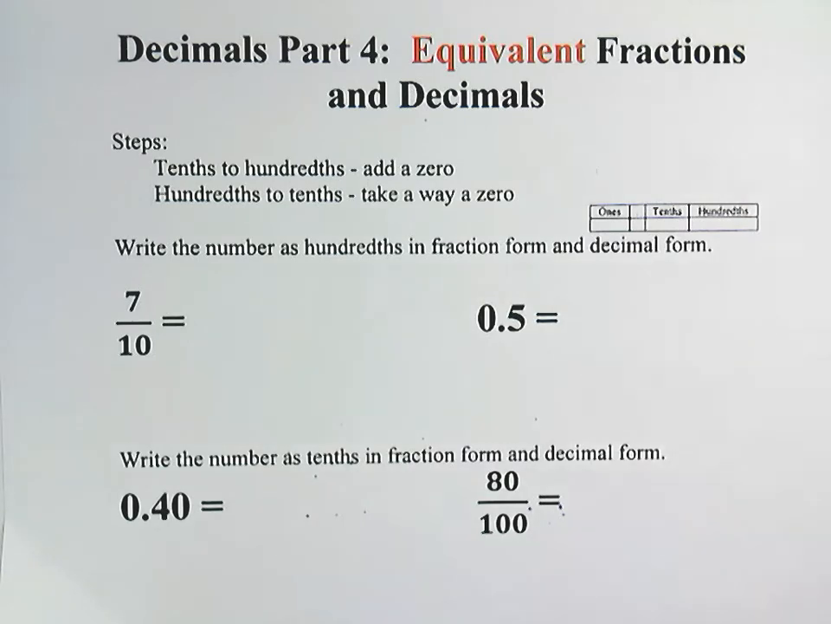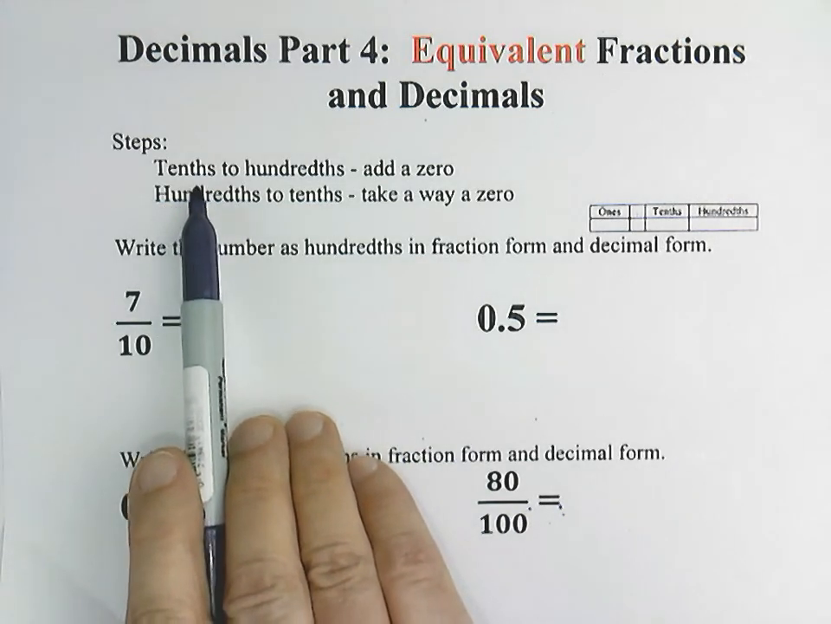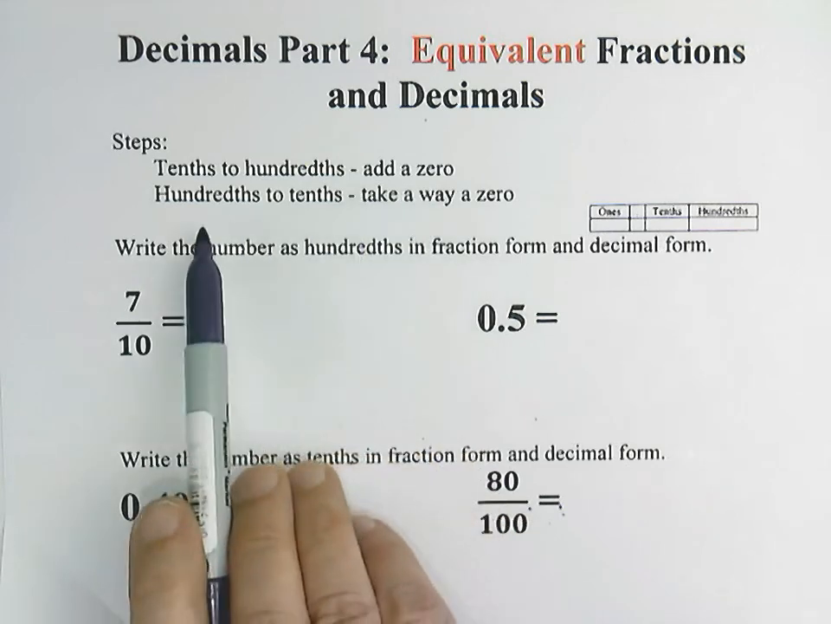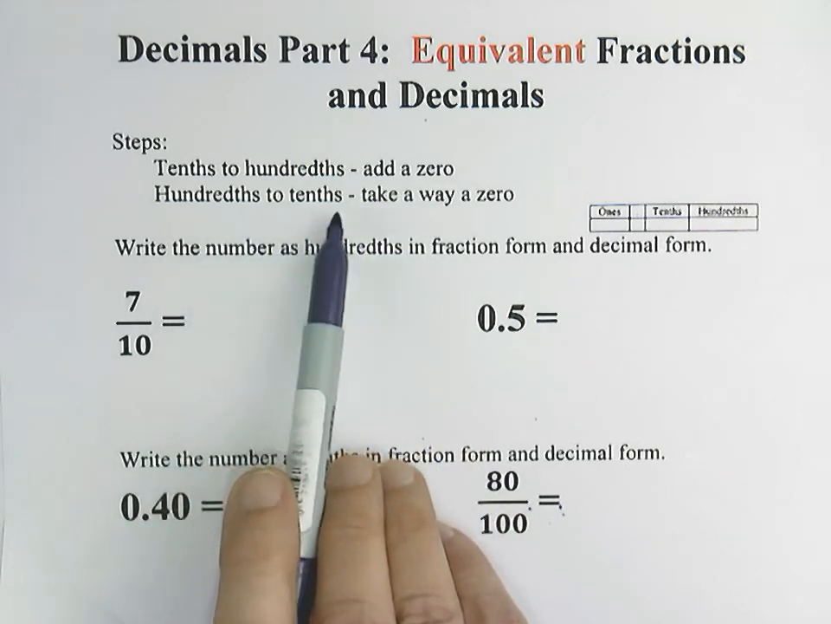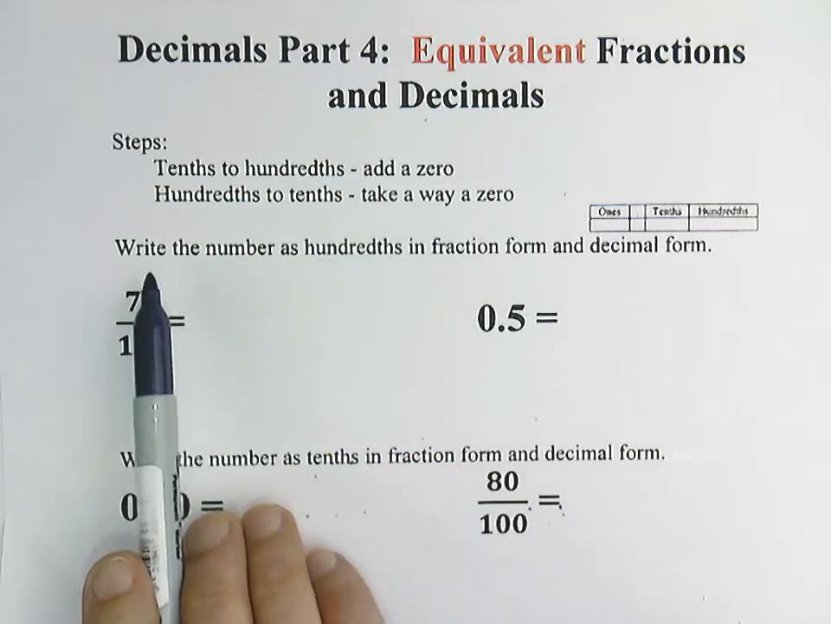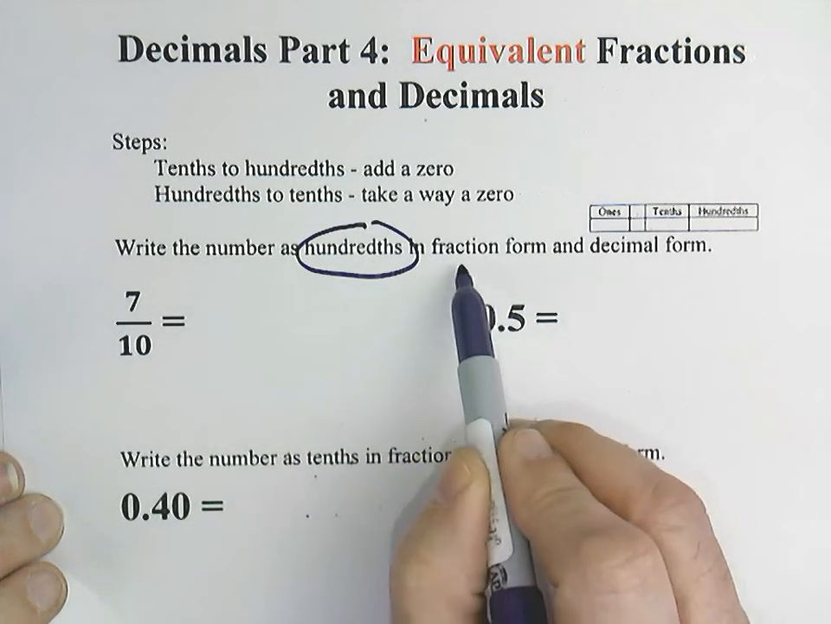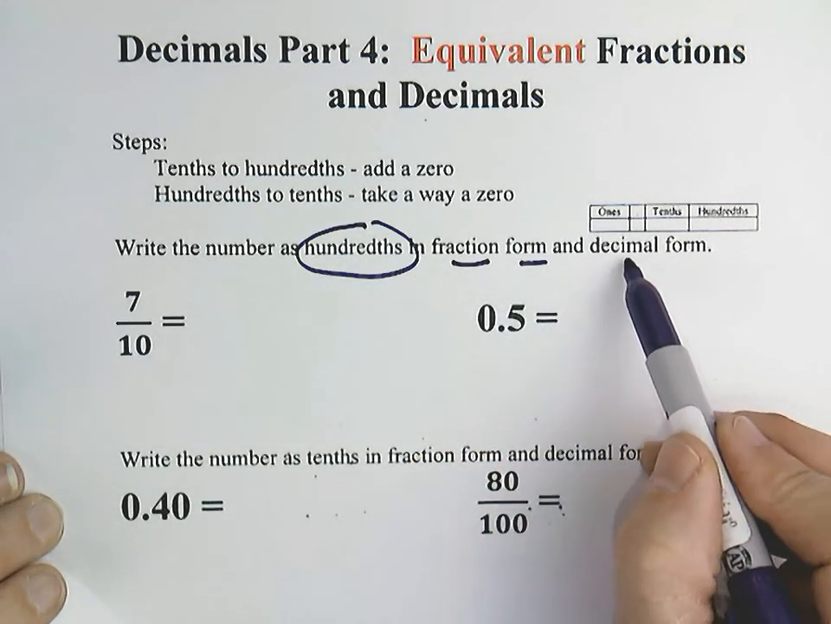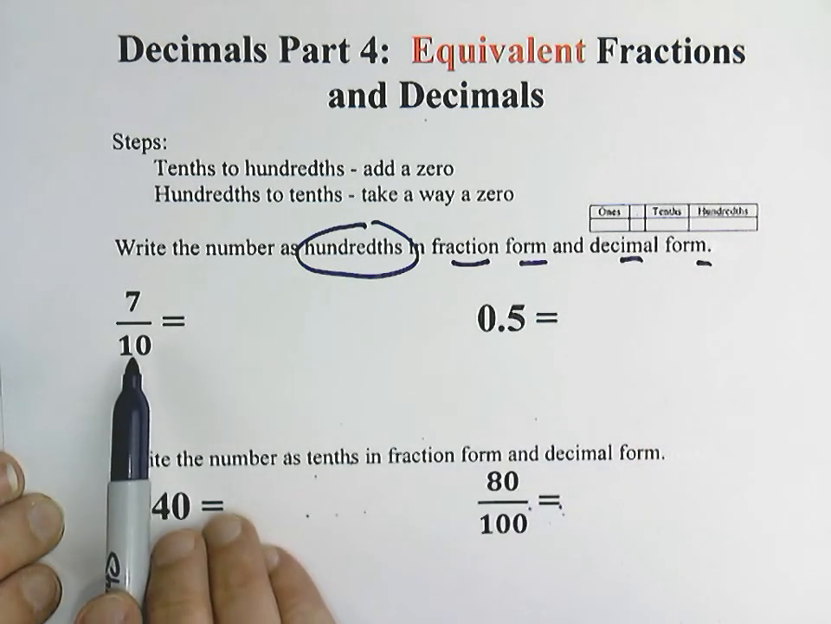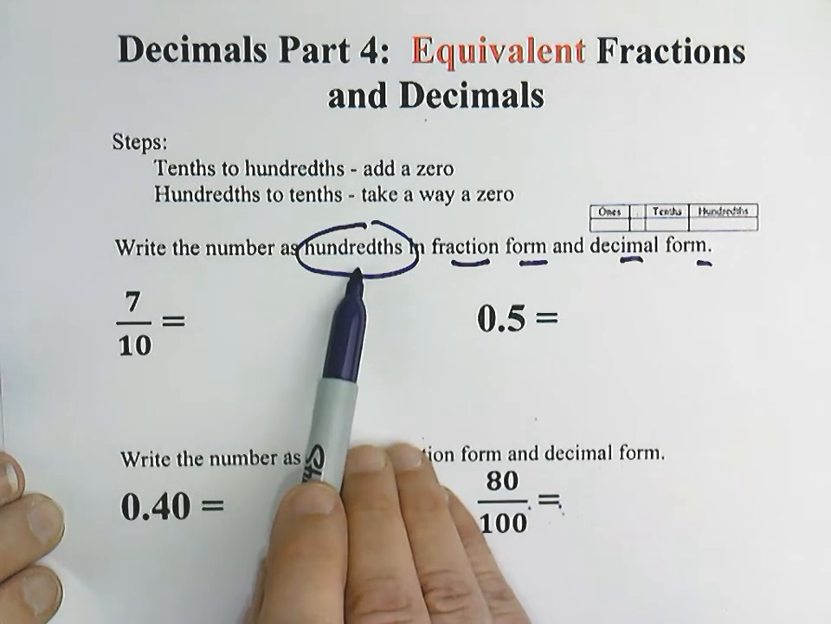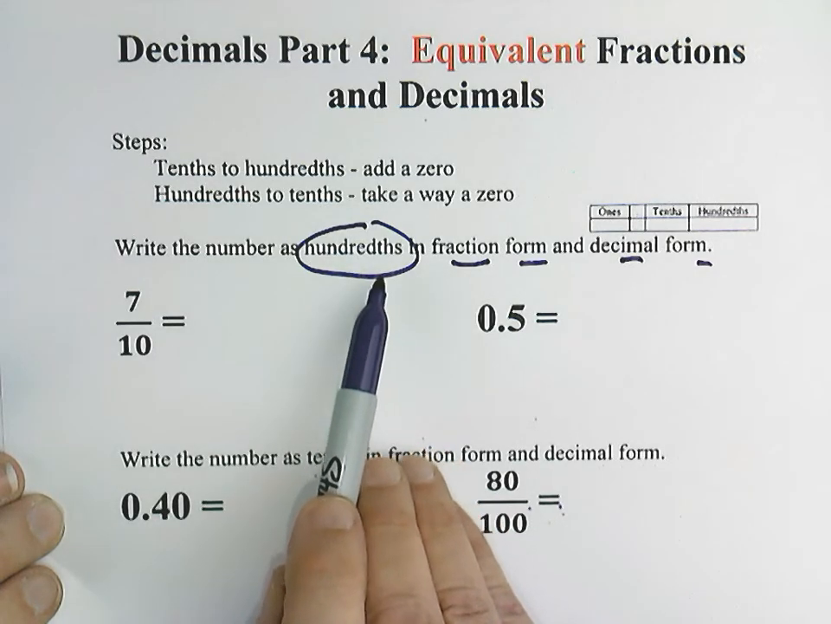Okay, the steps are real easy to do that. We don't always have models, but we can work with our fractions and decimals. When we go from tenths to hundredths, we just add a zero. And when you go from hundredths to tenths, we take away a zero. Okay, let's try it. Write the number as hundredths in fraction form and decimal form. Okay, here we have 7/10ths, but we want to convert that to hundredths in fraction and decimal form.